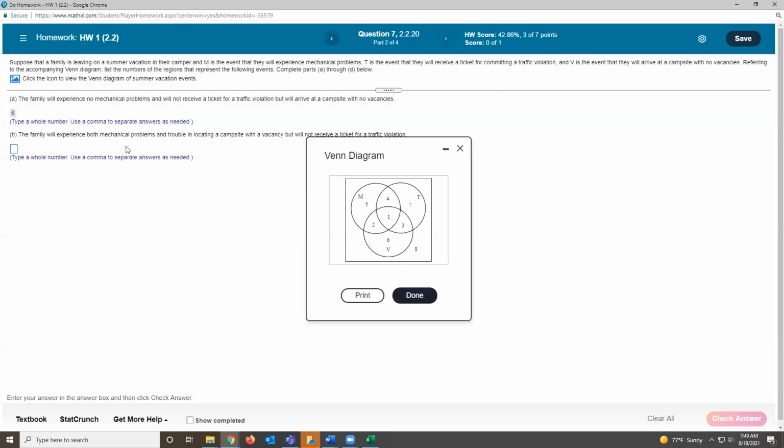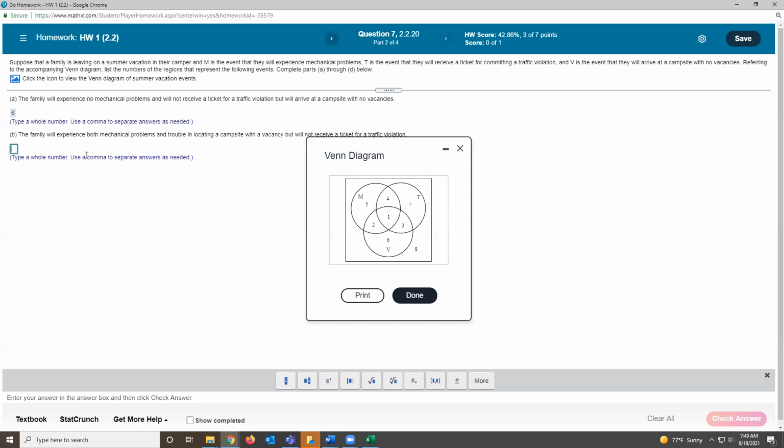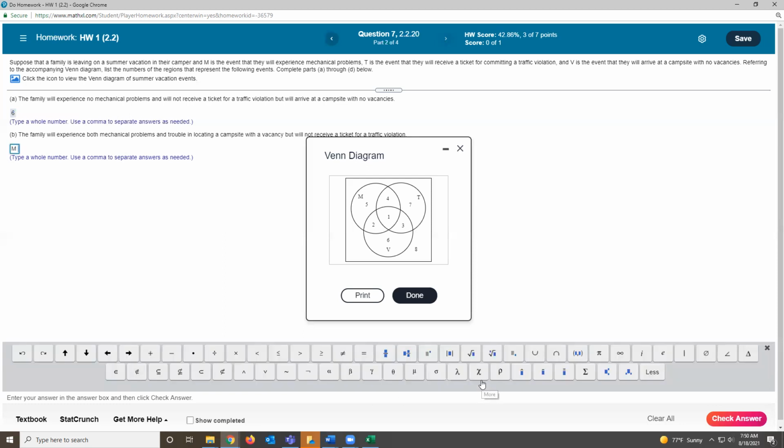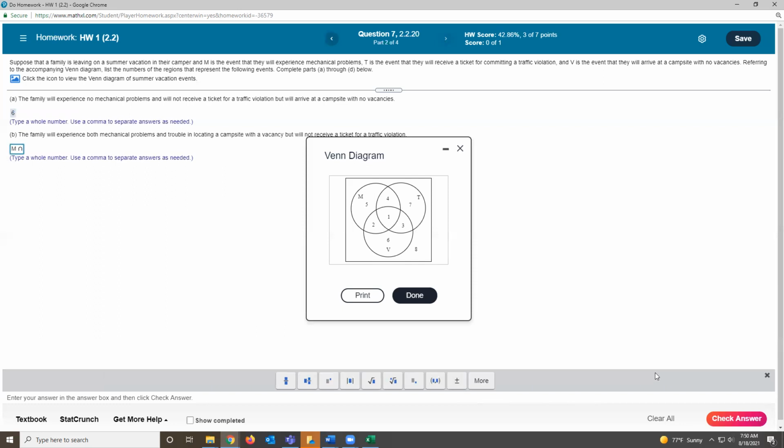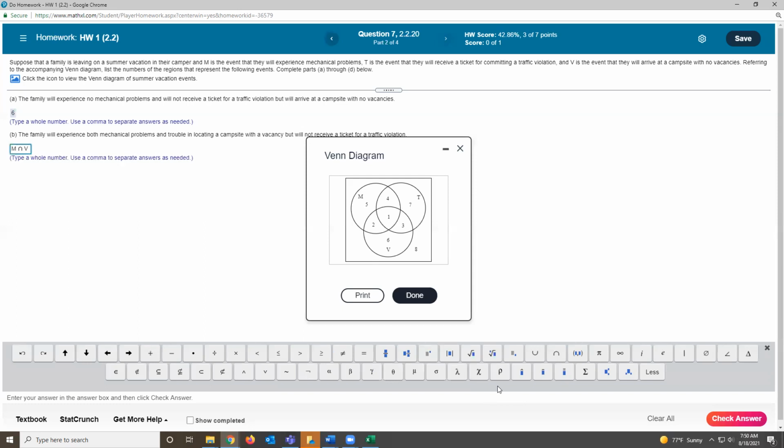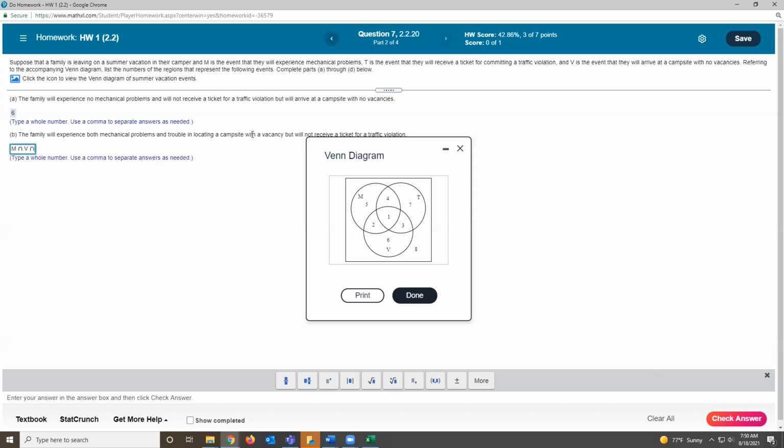The family will experience both mechanical problems and trouble in locating campsite with vacancy. So mechanical problems is M, and means intersection. Locating a campsite with vacancy, that problem is V. But will not receive a ticket. And as we convinced ourselves, but means the same thing as and, means intersection. Not receive a ticket. So receiving a ticket is T, not receiving a ticket is T complement.